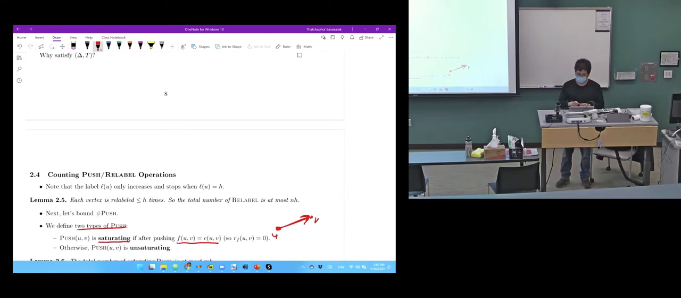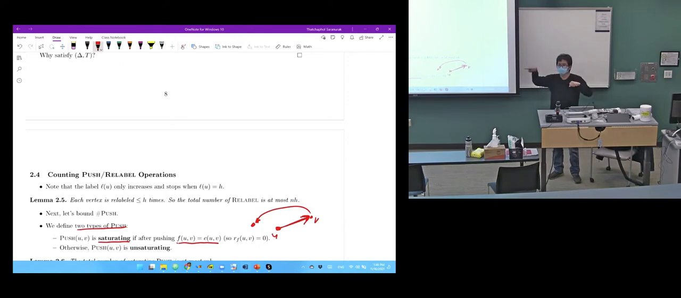Yeah, because when you push in a saturating way from U to V, you need to push from V to U again so that you can push from U to V again. But if you want to push from V to U, it means the level of V needs to be increased by at least 2 before you do that. So in one direction, you can saturating push from U to V at most H over 2 times.